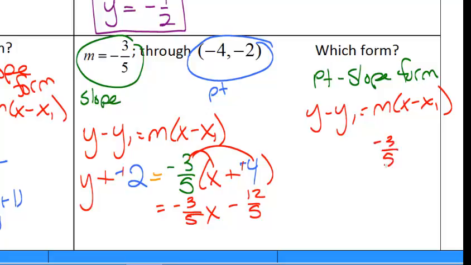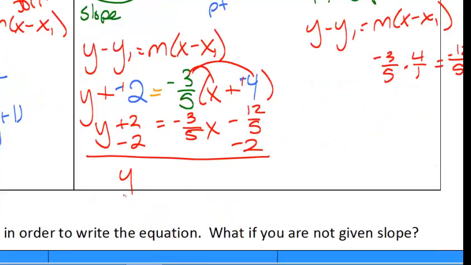If you need to do that off to the side of your paper, you multiply your tops to get negative 12, multiply your bottoms to get 5. And then I have y plus 2. So I'm going to subtract 2 on both sides to get y is equal to negative 3/5 x.